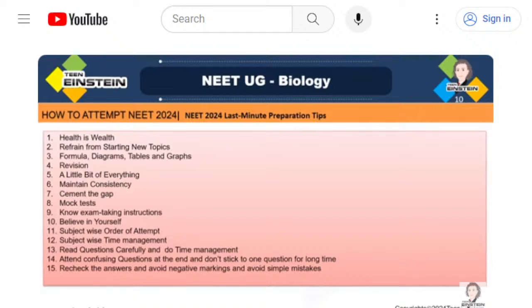Know the exam taking instructions. NTA has released the instructions to attempt the new exam pattern, how the OMR sheet needs to be filled, and what all the instructions are. I'm telling you very clearly, read the instructions very clearly. And if you're getting confused, take the help of the invigilator, because the invigilator is there to help you.